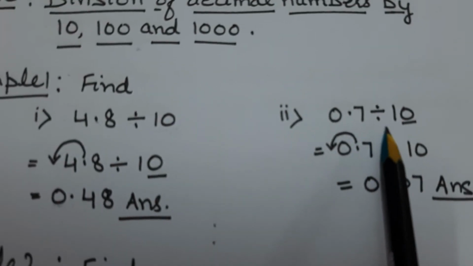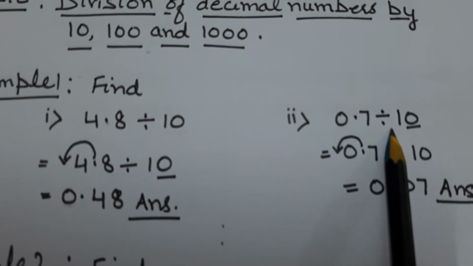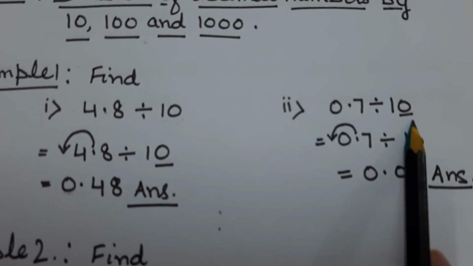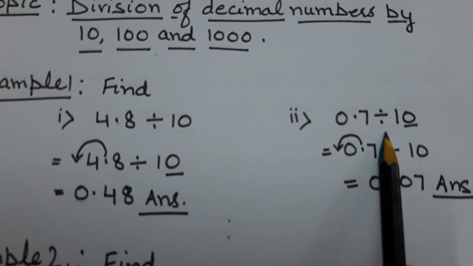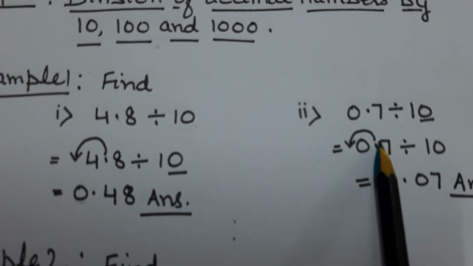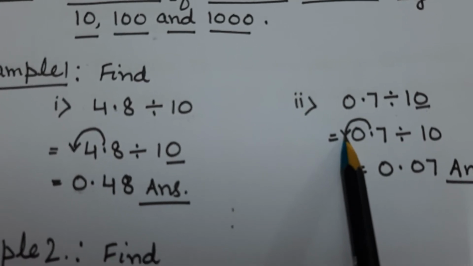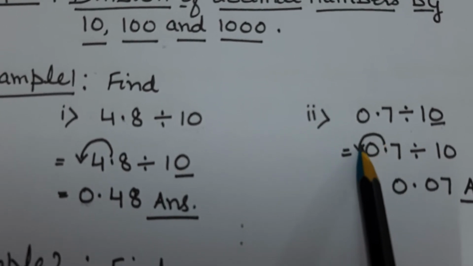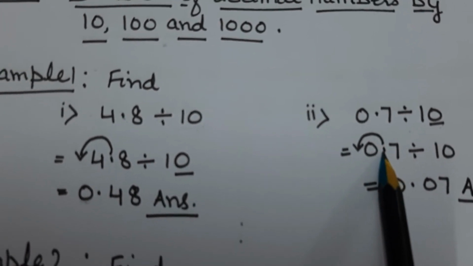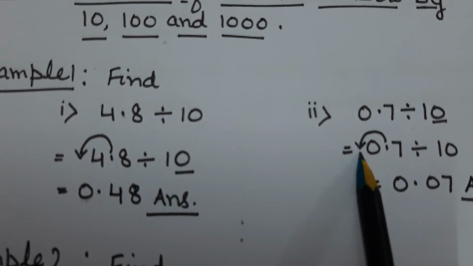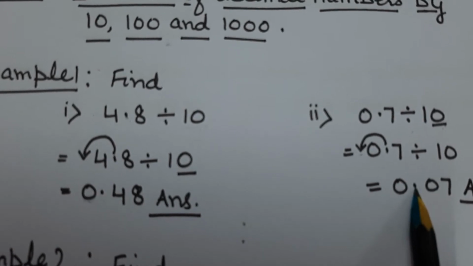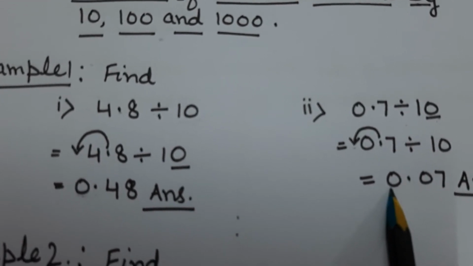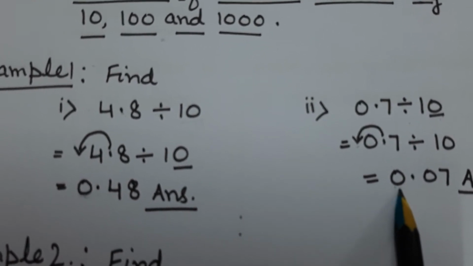Next example I am taking here, 0.7 divided by 10. Now count the number of zeros here, 1 only, and the sign is division. So this decimal will be shifted to the left-hand side by 1 digit only. So this decimal will be here before this 0. So if we put the decimal before this 0, here again we will put 0 for the whole part.